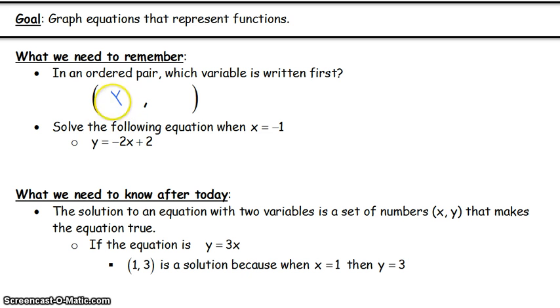Your x variable is always listed first. That's your distance from left to right of 0. And your y is always written second. That's your vertical distance up or down from 0.